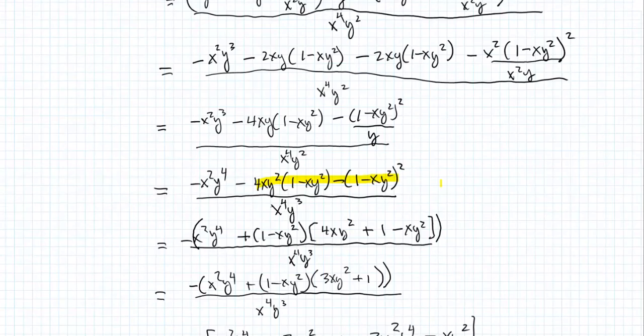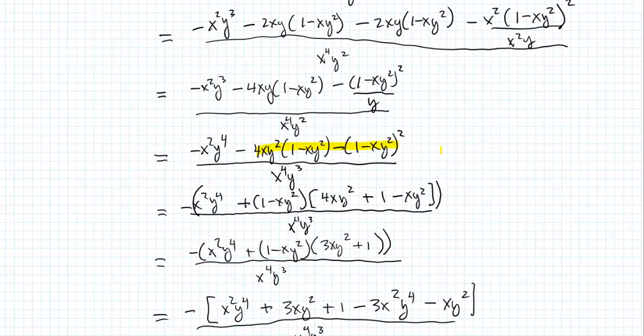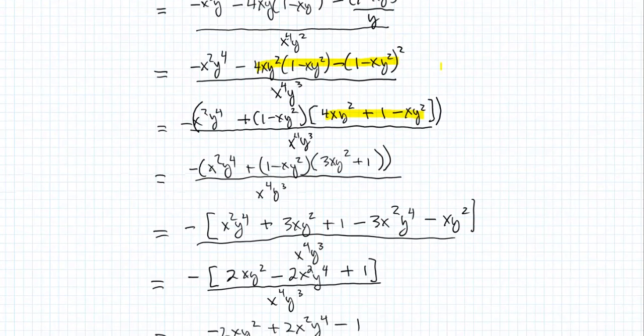And then I factored out the 1 minus xy squared from both of those terms. I also factored out a negative from the 3 terms on top. So that negative came out first, and then I was left with positives, and they ended up in here. So again, factoring, then I combine like terms in here, and then I did a little expansion.